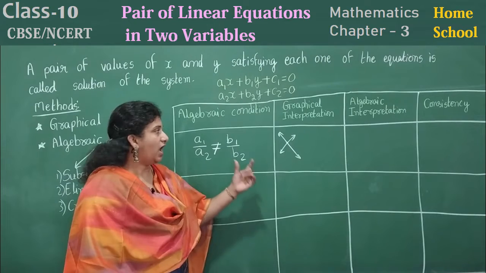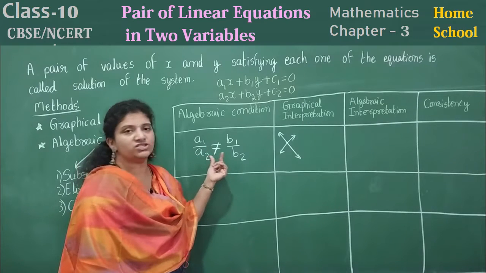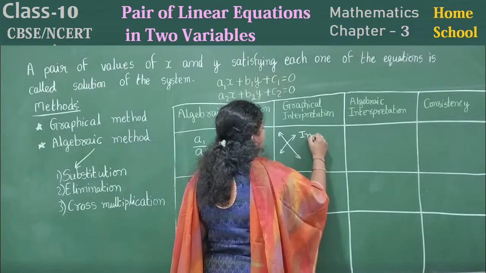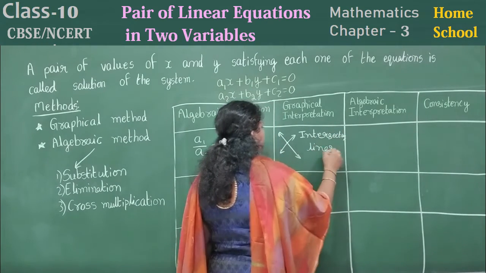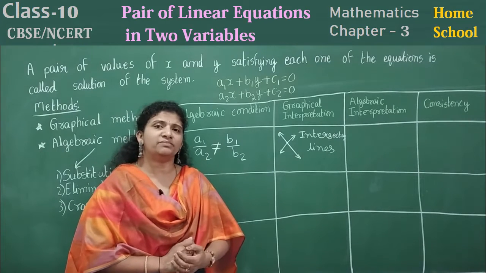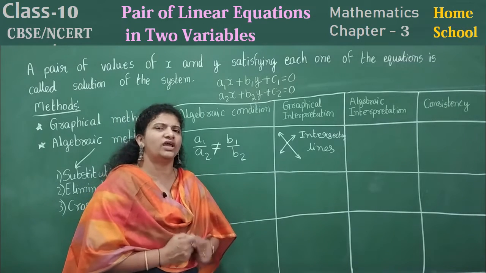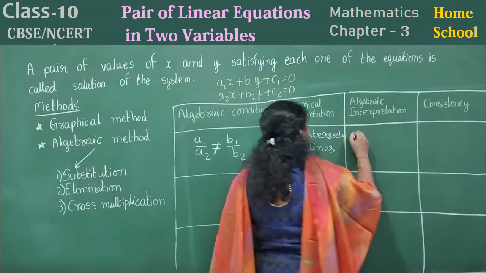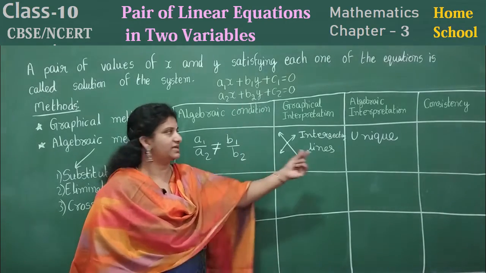How do we get the graphical interpretation? If the ratios are not equal, a1 by a2 is not equal to b1 by b2, then the 2 lines are intersecting. So you are going to write here: intersecting lines, intersecting at one point. And next, the algebraic interpretation. What is the algebraic interpretation, children? Here it will have a unique solution. Its answer is unique. Why unique? It will have one common point, which means the solution of these 2 equations is unique.